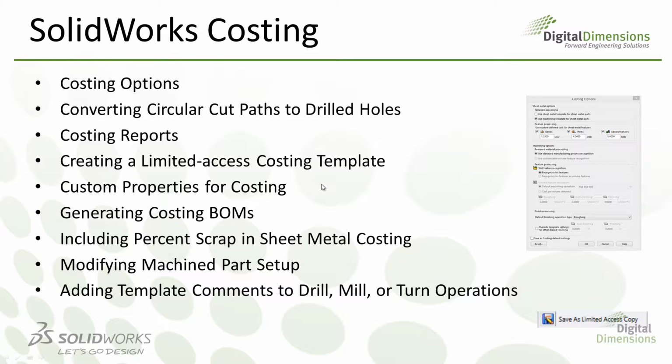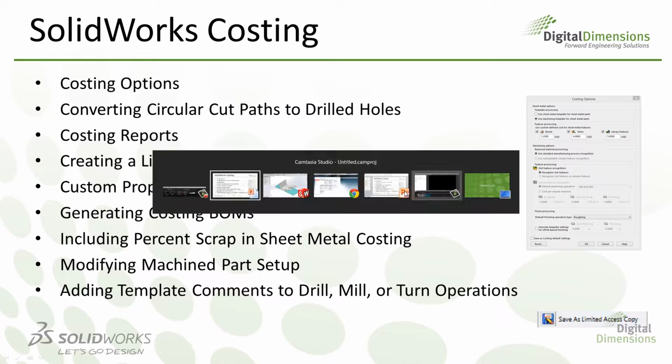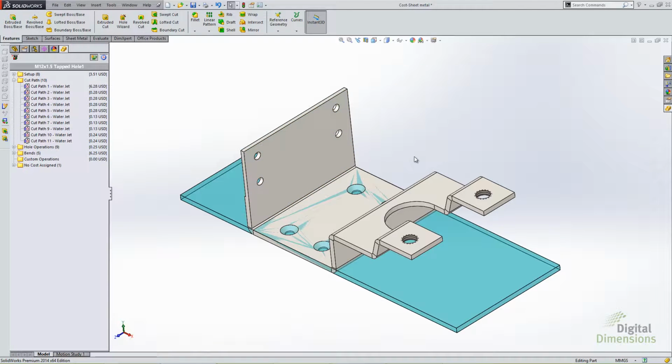Let's move on. Creating a limited access costing template is one enhancement that a lot of users have been asking for since the release of costing. What this basically means is that if I'm a manufacturer, maybe a machine shop, and I want to send someone else my template and allow them to use it to calculate their own cost before they send me the parts to be manufactured, I essentially had to send them my template and give them the entire breakdown of everything I do to manufacture that part.